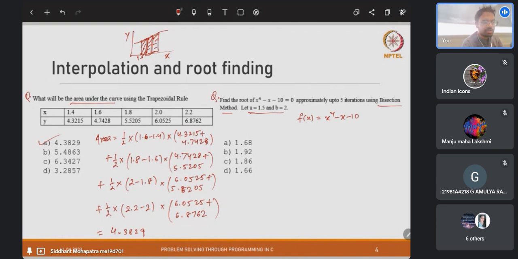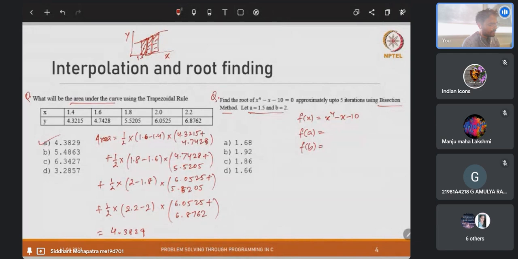I solved a few questions from the bisection method, so this is kind of a revision of the previous tutorial class. In the bisection method we need two limits to start from, two initial conditions. Here the initial conditions are already provided: a is equal to 1.5 and b is 2. First we calculate f of a and f of b, that is, the value at the limits. So let us do that.